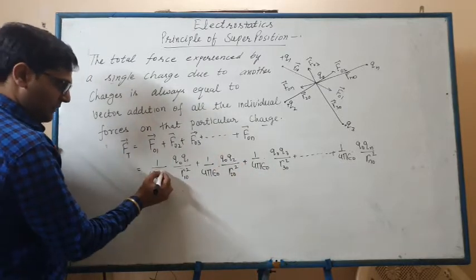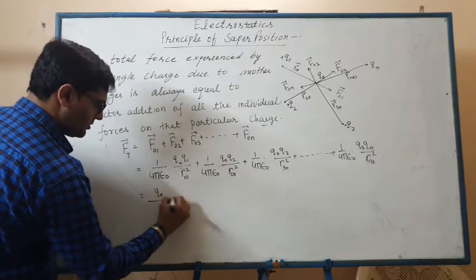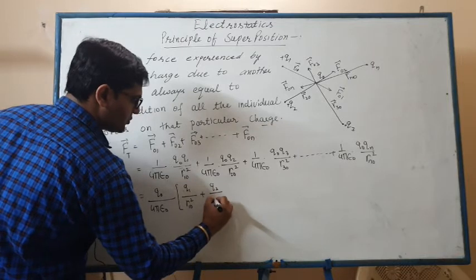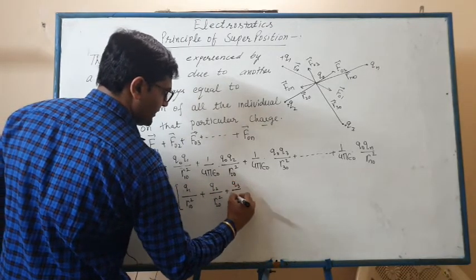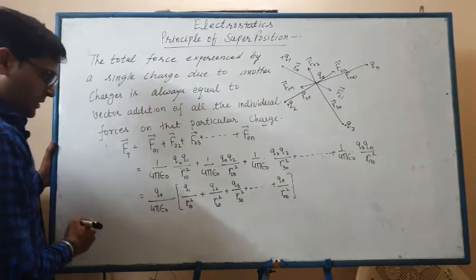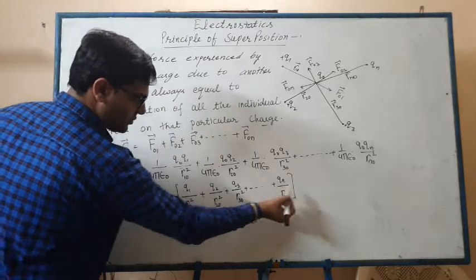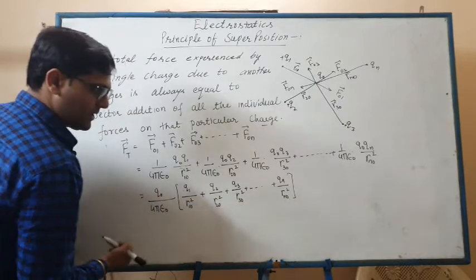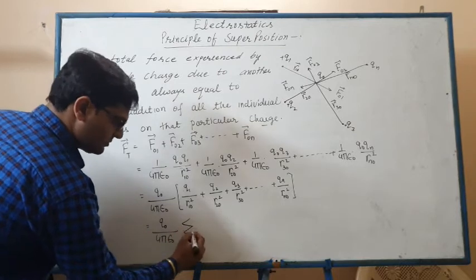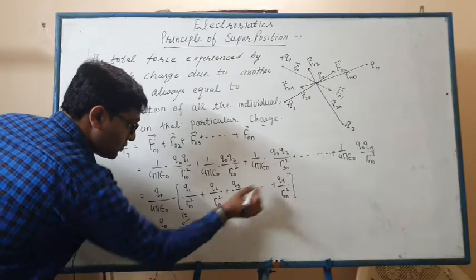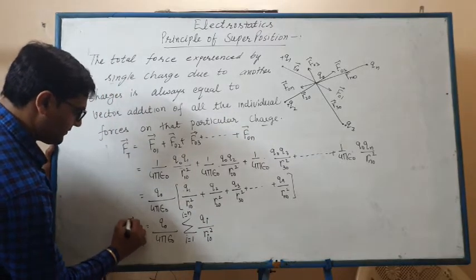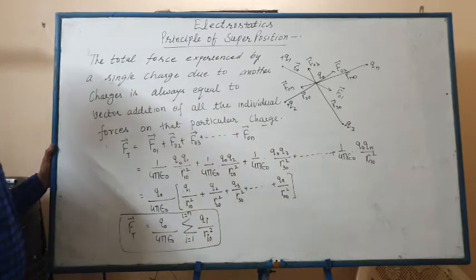In this series we have 1 by 4 pi epsilon naught and q0 common, taking q0 over 4 pi epsilon naught common: q1 by r10 square plus q2 by r20 square plus q3 divided by r30 square and qn divided by rn0 square. This is a series 1, 2, 3 up to n and 1 1, 2 2, 3 3 up to nn. So we can write this series in this type: summation i equals 1 to n of qi over ri0 square. So this will be the net force and this is the principle of superposition.